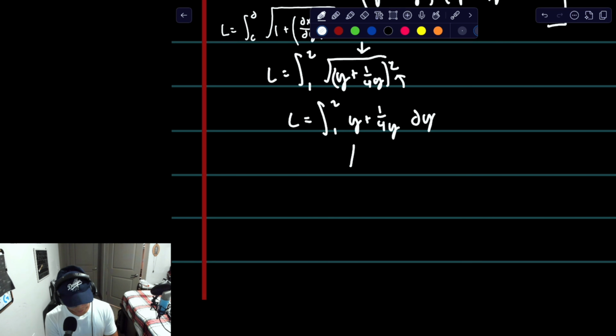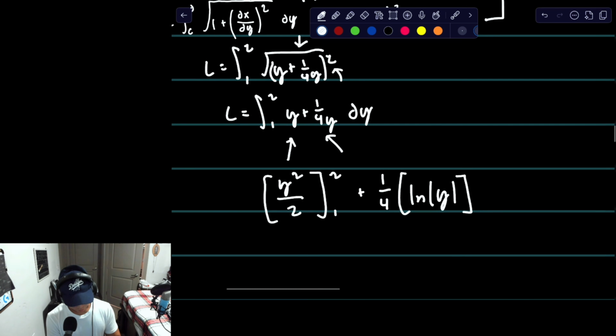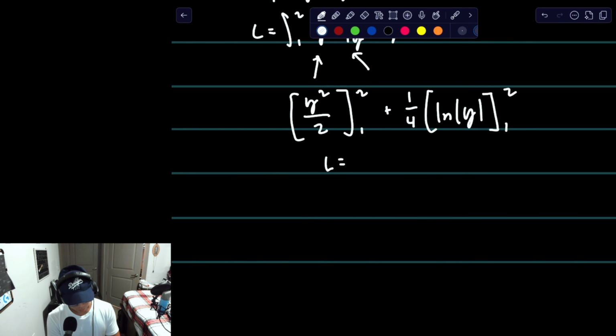Now we can evaluate each integral, with our first part being y squared over 2 bounded from 1 to 2, and then the second part, which is 1/4 times the natural logarithm of the absolute value of y bounded from 1 to 2. And that's just a definite integral that you can solve, which lands you at an answer of 3 over 2 plus 1/4 natural logarithm of 2.